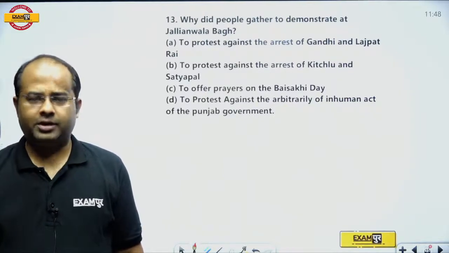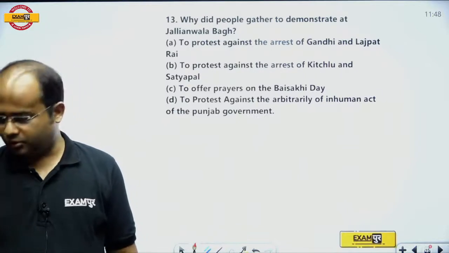No, it is not called the Government of India Act. It is the Montagu-Chelmsford report that led to the Government of India Act.